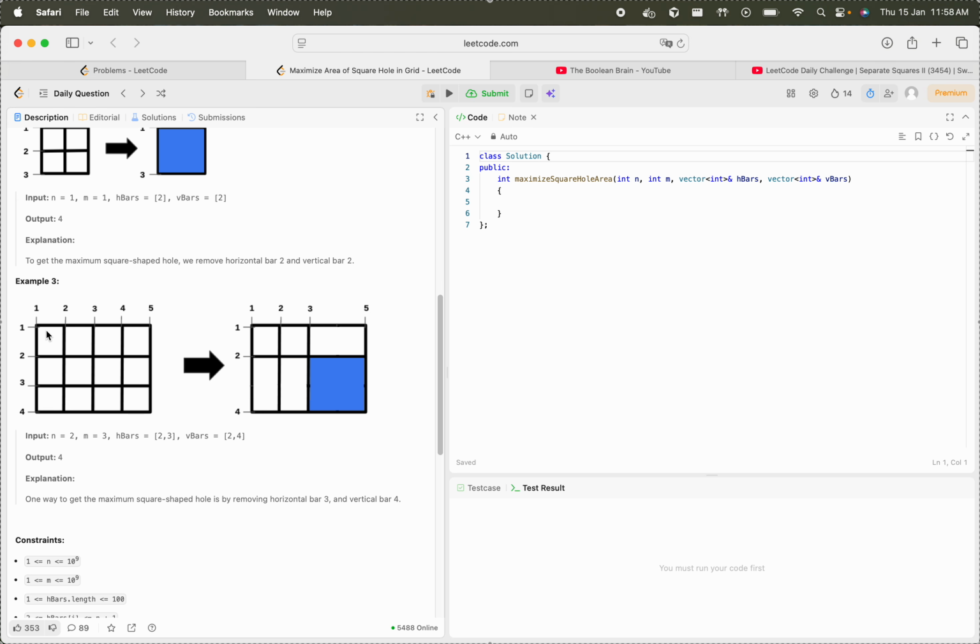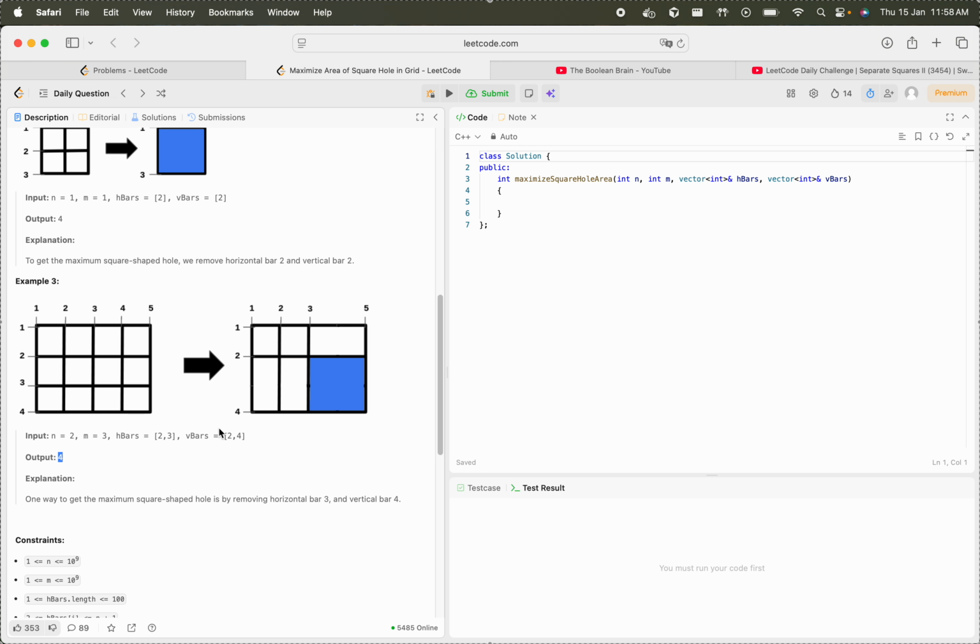If you remove 2, the maximum width of a square that is obtained is 2. And if we check how many horizontal bars can be removed, we can remove 2 and 3. If you remove 2 and 3, the maximum cells that can be combined together are 3: 1, 2, 3. But since the vertical is limited, we can only get a maximum of 2 here. So in order to obtain a square, we have to choose either this or this, which computes to an area of 4. So this is also one of the maximum areas.